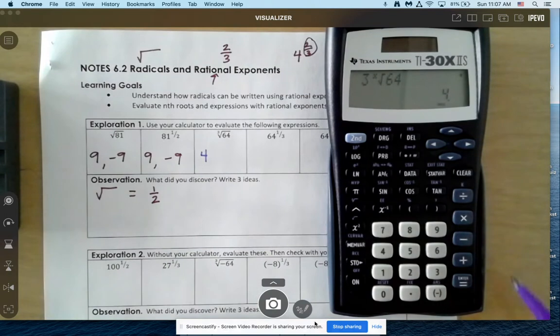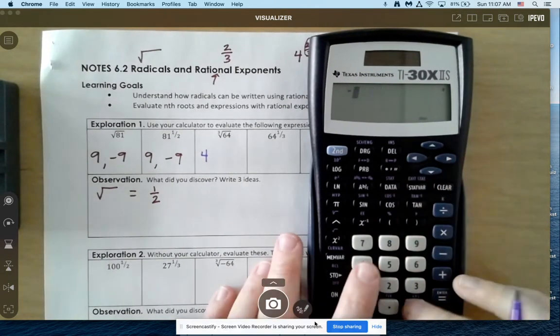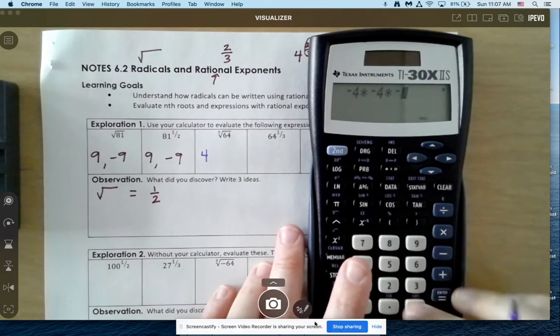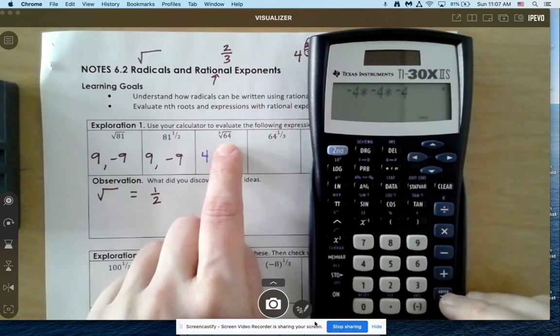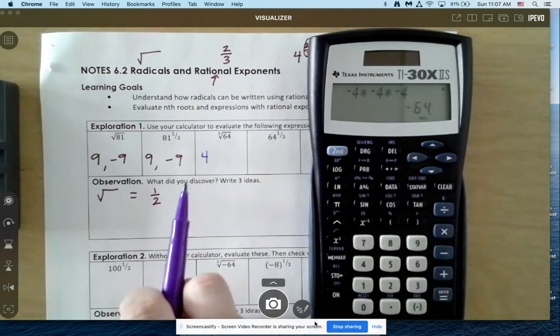And now let's just try to see if we get the same thing. If we took -4 times -4 times -4, let's see if we get positive 64. Ooh, we don't. It's negative. So my only option here is 4.